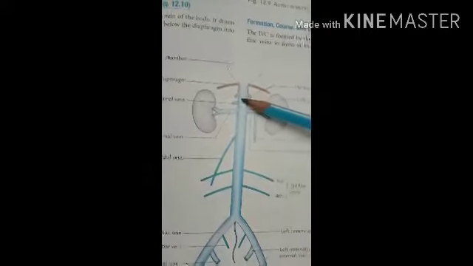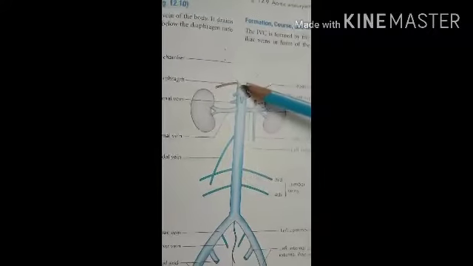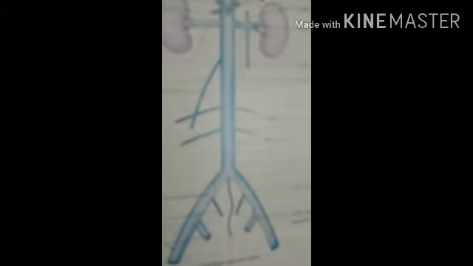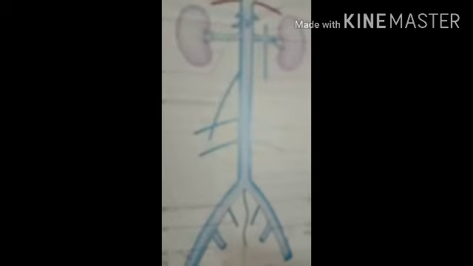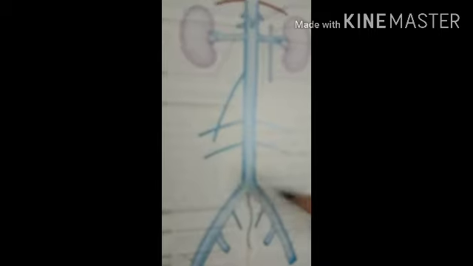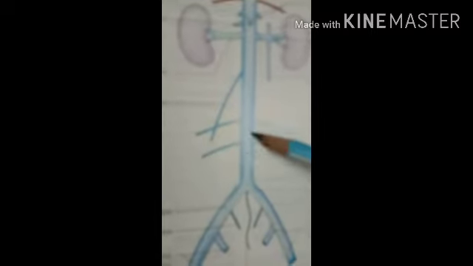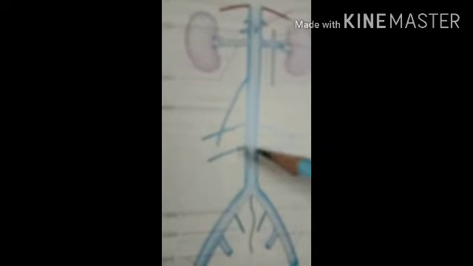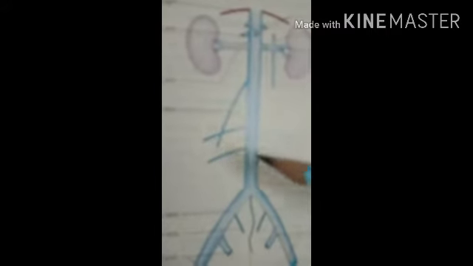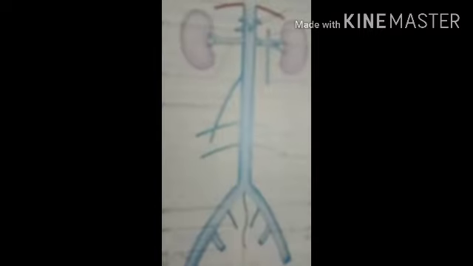And then at the level of the T8 vertebra, through the vena cava opening in the diaphragm, the inferior vena cava enters the right atrium of the heart and it ends. So that is the inferior vena cava.